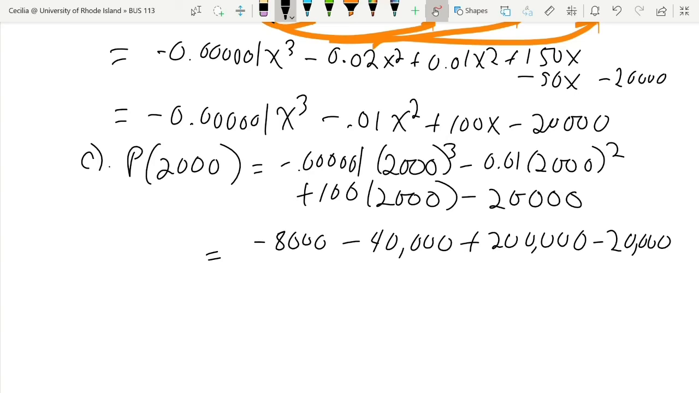So if all my math is right, then I'm going to have negative 8,000 minus 40,000 plus 200,000 minus 20,000, or $132,000 profit.